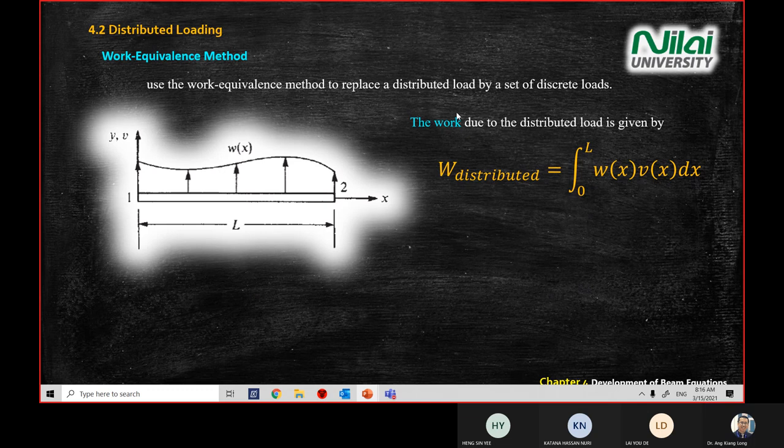Recall the definition of work: we take our distributed loading, the force, times the displacement, the distance traveled by this distributed load. So work consists of three terms. One is your distributed loading, W. One is your vertical displacement, V. And then your x distance. So this formula is important, and it's your first equation for today. Capital W, distributed, represents work, and is equal to this equation.